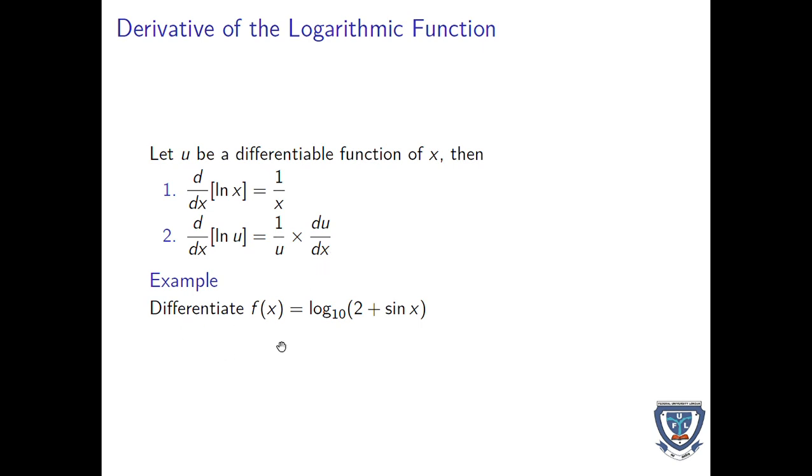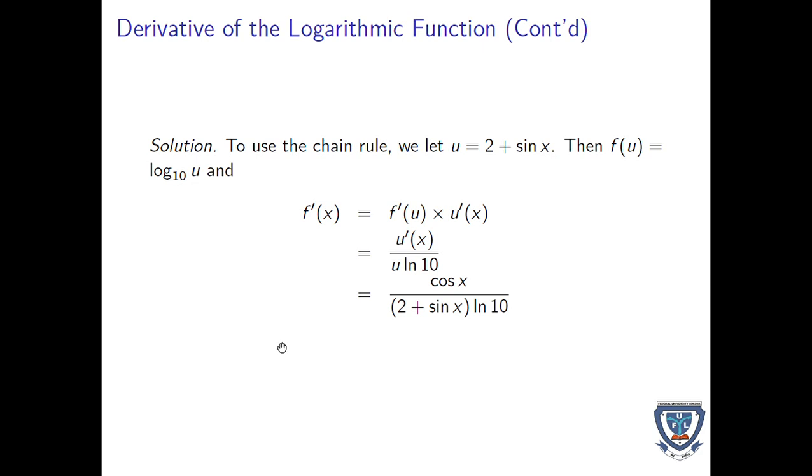We should differentiate f of x, where f of x is log base 10 of 2 plus sine x. Now, base 10 is different from the natural logarithm. The natural logarithm is base e. Now, to use the chain rule here, we let u be 2 plus sine x, then f of u will now be log u base 10. And by the time you apply the chain rule here, you're going to get cos x all over 2 plus sine x times natural logarithm of 10.